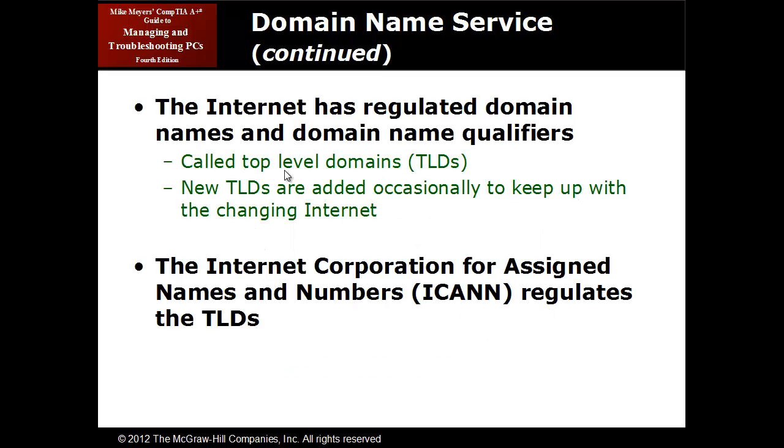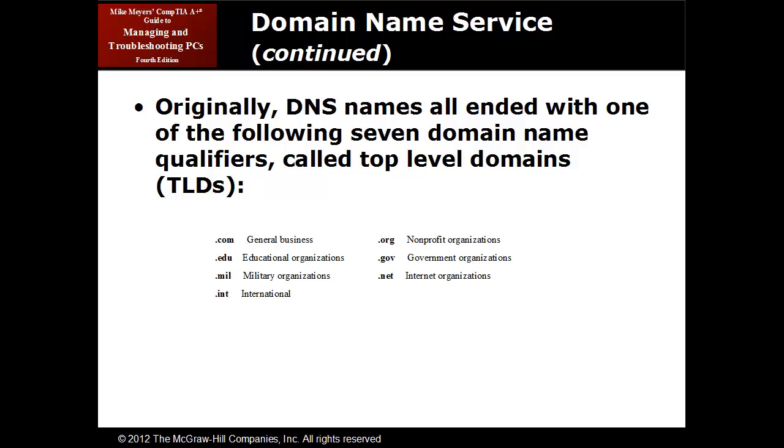The internet has regulated names and domain name qualifiers. They're called the top-level domains, such as .com and .edu. The new TLDs are added occasionally to keep up with the changing internet. You probably have heard of some recently in the news, but try and keep up with that. The Internet Corporation for Assigned Names and Numbers, named ICANN, regulates those top-level domains. Here's a couple of examples. .com for general business, .edu for education, .mil for military, .int for international, .org, .gov, .net.